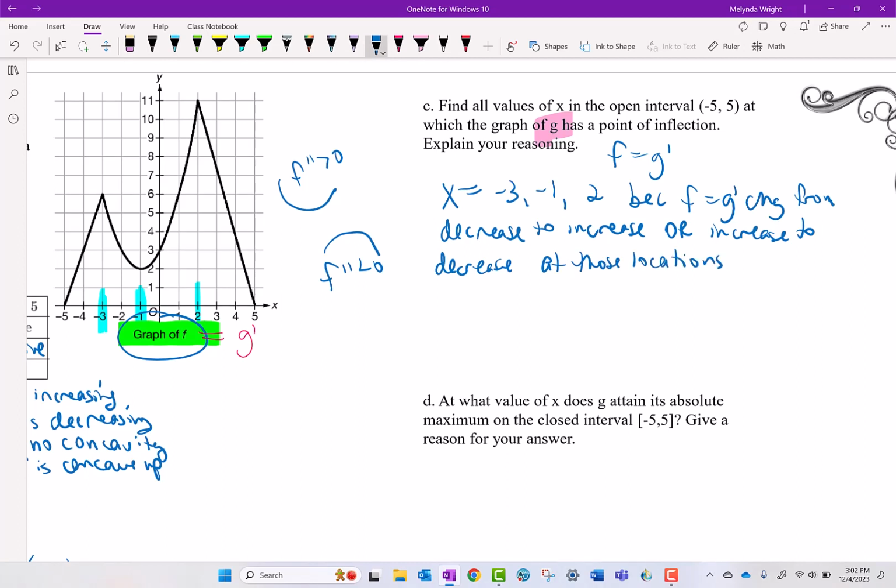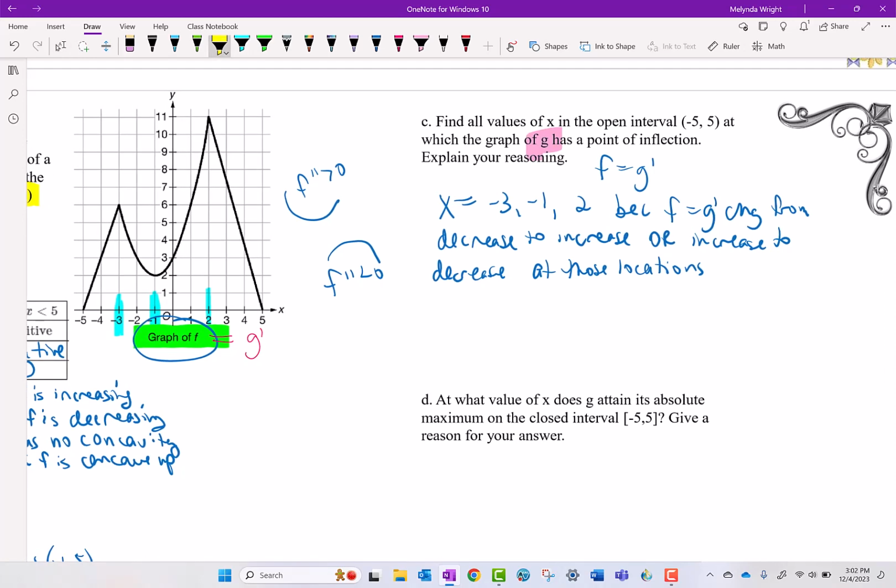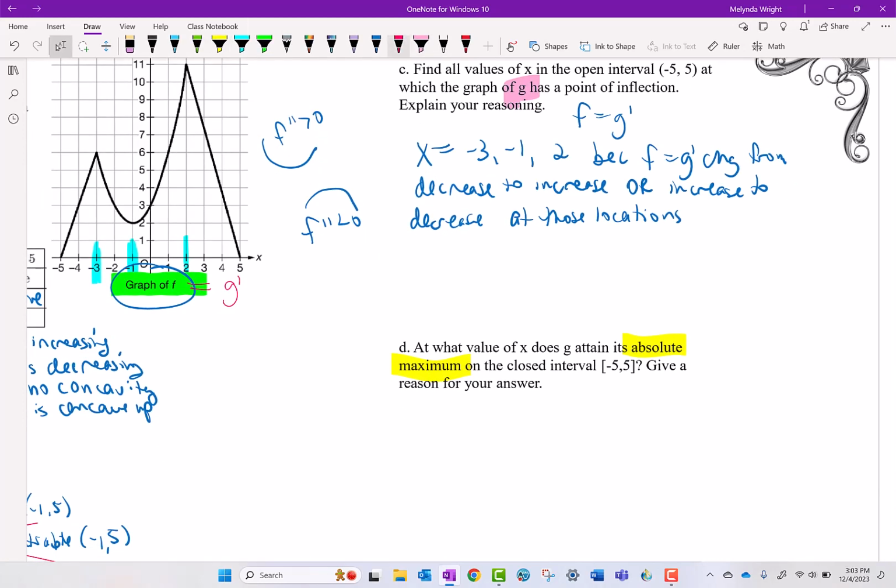We're almost done. Part D. At what value of x does G attain its absolute maximum? There's a key word right here, absolute maximum. Absolute. What do you need to think about when you think about absolute? You need to think about candidates tests. Okay, that's what we think about. What is candidates test? Candidates test involves the endpoints, which we have right here, and critical numbers.